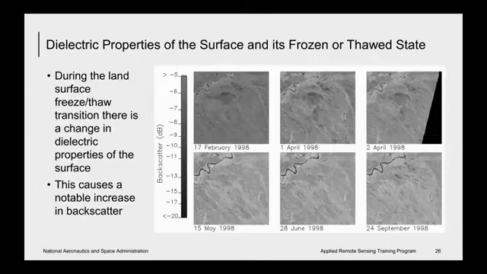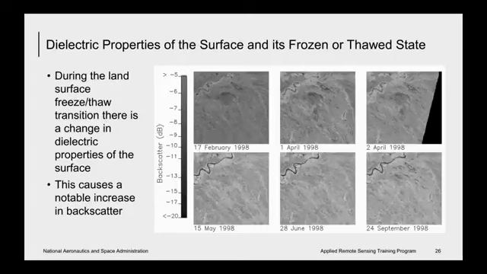So the dielectric of frozen water is very low. It's on the order of 3.15 compared to liquid water, which is around 80. In the northern high latitudes, when the land surface transitions from frozen to thawed in the spring, there is a very large change in dielectric, and consequently, a change in signal intensity from dark to bright. This example shows just that.